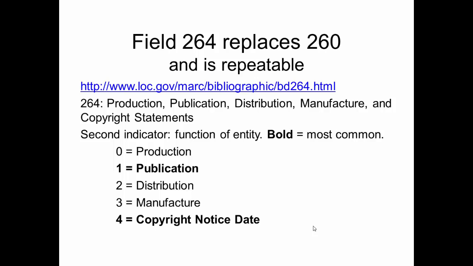This is an example of a new field for familiar information, and the new field has more granularity. Instead of a 260 field, which combined in one field all information about publisher, distributor, printer, etc., we now use multiple 264 fields. The second indicator tells what function the corporate body performed. There is also an indicator specifically for copyright date.